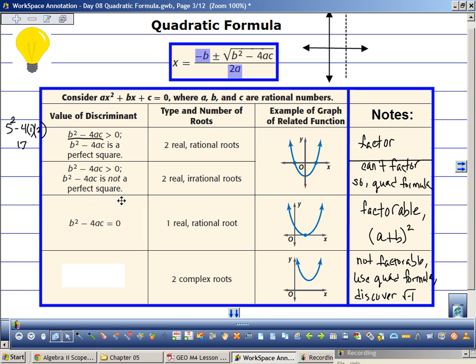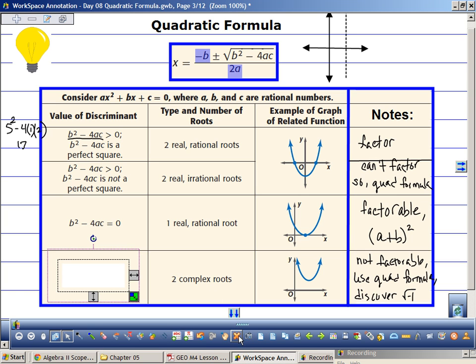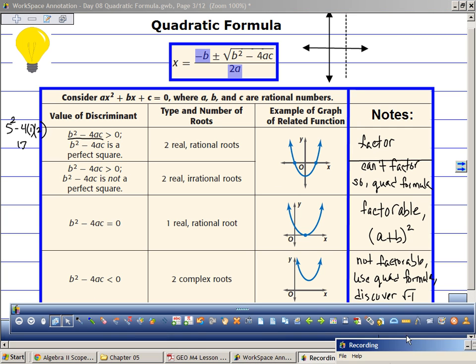If b squared minus 4ac is equal to 0, you're going to get 1 root. And what do you think this one is? So this is greater than 0, equal to 0, and less than 0, right? Because if it's less than 0, it's going to be a negative number. So if it's a negative number, you're going to end up with complex or imaginary roots. Make sure you have all that down, and then let's talk about it.